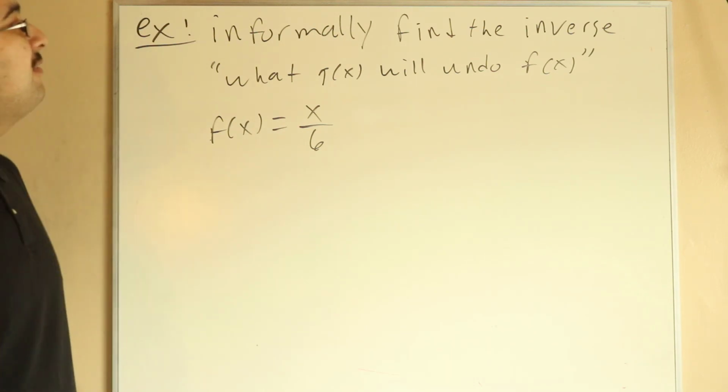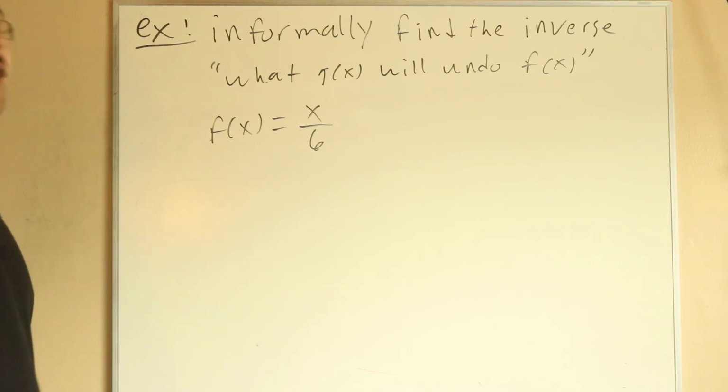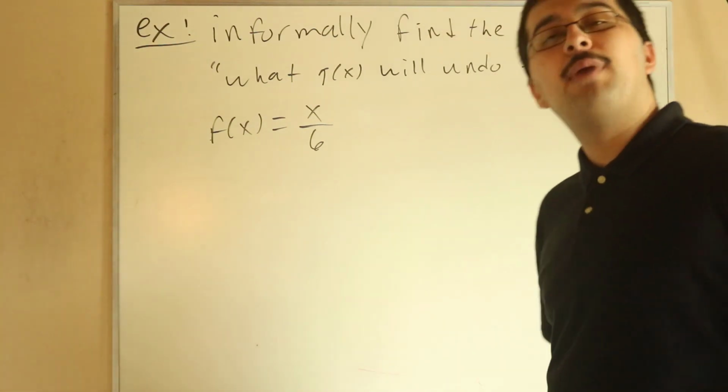We're going to informally find the inverse. In other words, we're going to consider this question: what g of x will undo f of x? And for us, our f of x is x divided by 6.